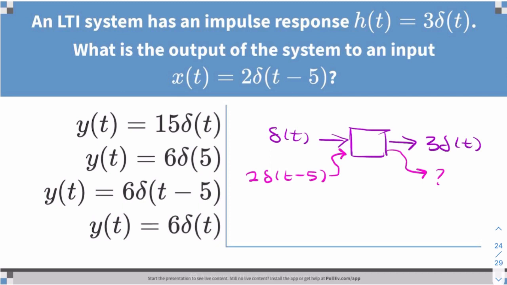What's the output? So notice 2 things are happening. First, I'm multiplying by 2. There's no 2 here. Second, I'm delaying by 5 seconds. So using the time invariance and linearity, you'd expect y to be equal to 2 times 3 times delta of t minus 5. So you'd have the 2 and the minus 5. So the linearity is happening there and the time invariance is happening there. So that's your answer right there.